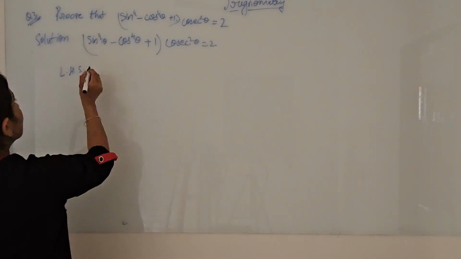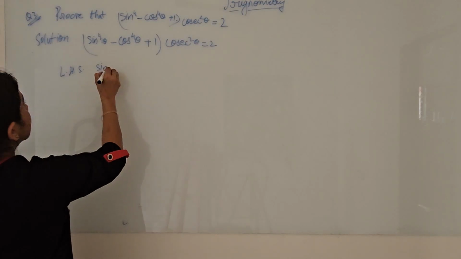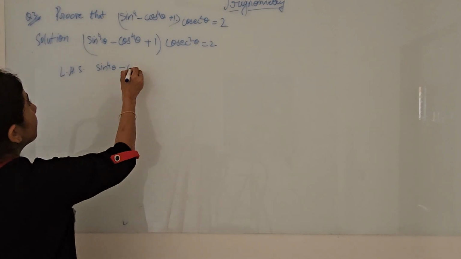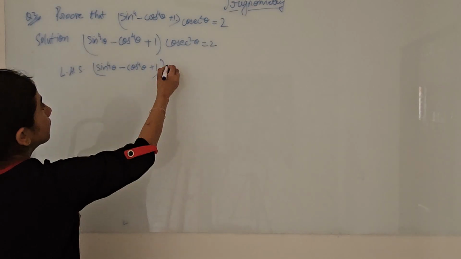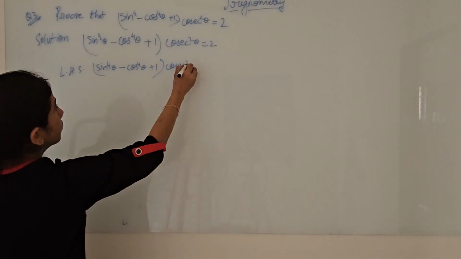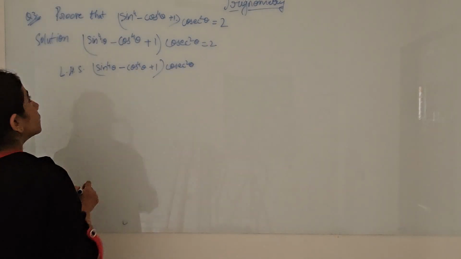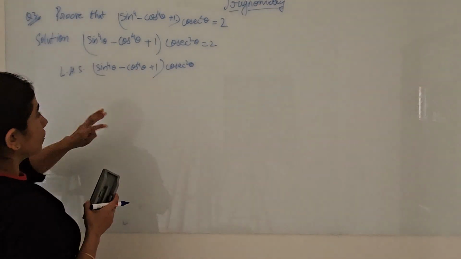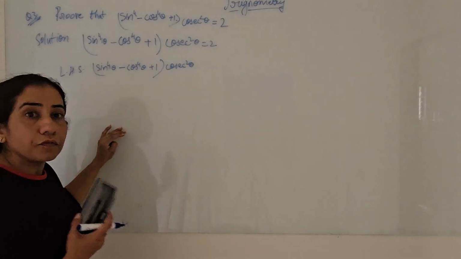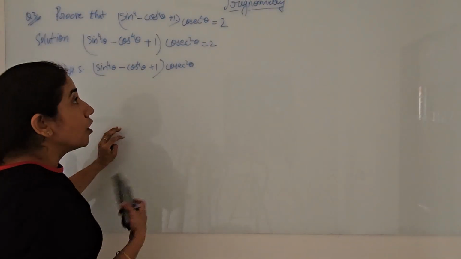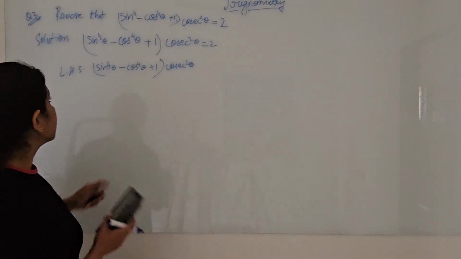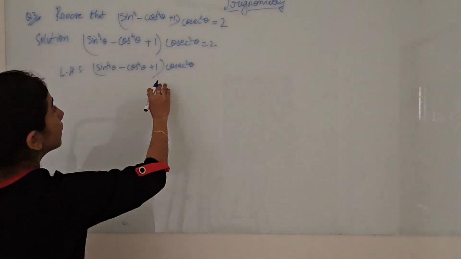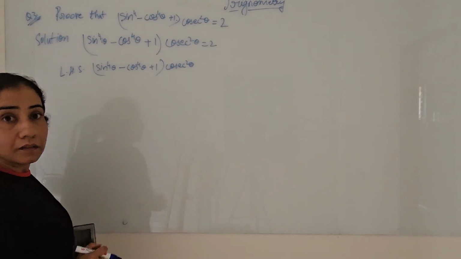LHS is sin^4 theta minus cos^4 theta plus 1. So students, it would be very good if you do a lot of trigonometric question practice, so why don't you practice these questions as well with me? That will help boost your confidence.